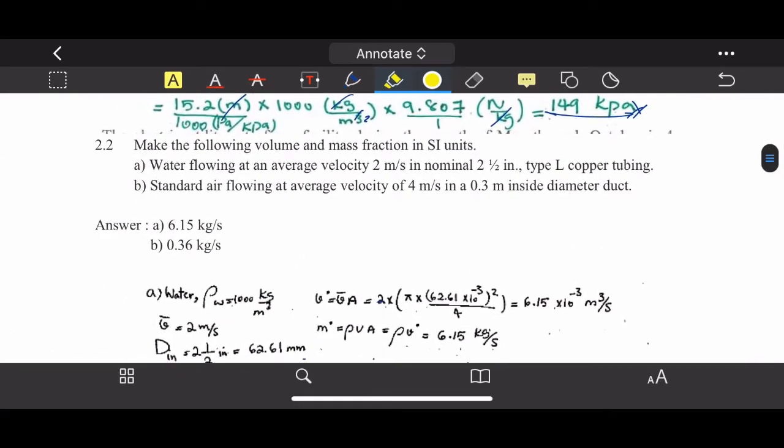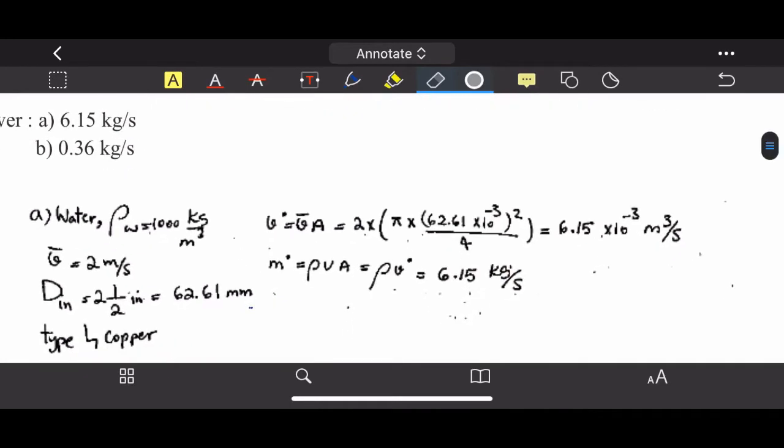Now, since we are talking about mass fraction, it also means the m dot or mass flow rate, given by the unit kilogram per second. To do this, you all know already in fluid mechanics, m dot for the mass flow rate equals rho V A. Since VA is already calculated, which is the volumetric flow rate, it is rho times V dot. So this one is times 10 to the power of negative 3. As we know, our rho is 1000, so you just cancel them out and you get 6.15 kilogram per second, which is this answer. Right.